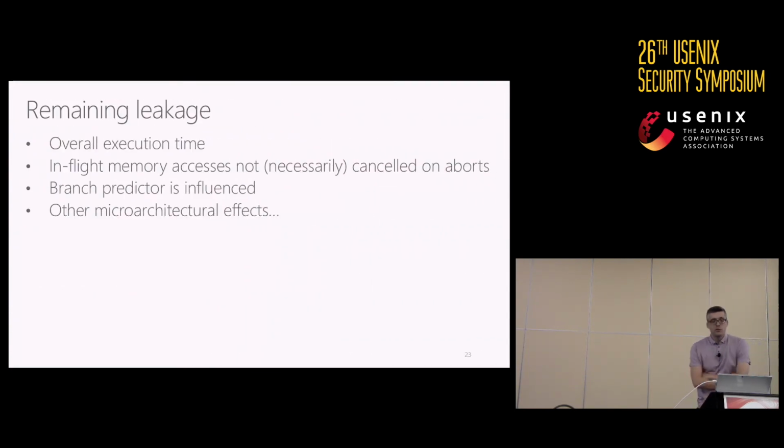Okay, of course, what leakage remains? Of course, some leakage remains. First of all, overall execution time is still an issue. Next, what we observed is that under certain conditions, in-flight memory accesses are not purged when a transaction aborts. In experiments where we had really tightly synchronized attacker and victim, we were able to see in-flight memory accesses hitting the caches after the end of a transaction. So we were still able to get some signal out of a transaction, and that's kind of bad. Furthermore, things like the branch predictor are influenced by code inside a TSX transaction. So if you have a side channel through these things, then of course that still is a problem. And other microarchitectural effects, for example, there's a branch trace buffer, stack return buffer, and so on. So it's not a silver bullet against all side channels.